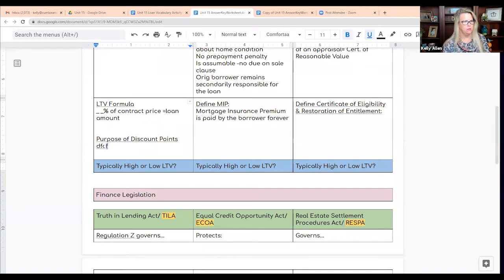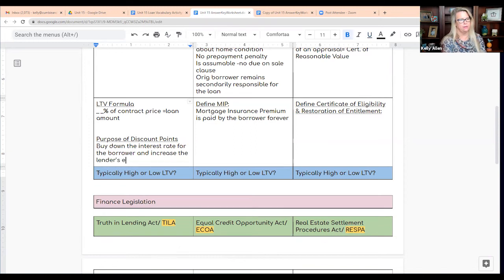Purpose of discount points. Give me a second. You know this, or you beat me to the punch. Okay. Purpose of discount points is to buy down the interest rate for the borrower and increase the lender's effective yield or profit. That's what that means. Very good.